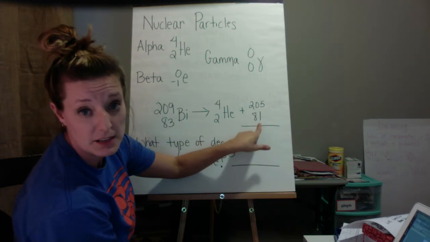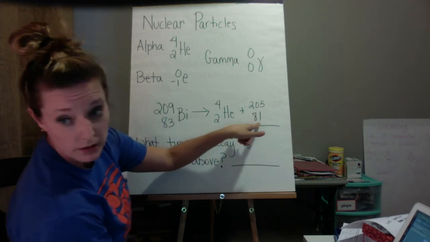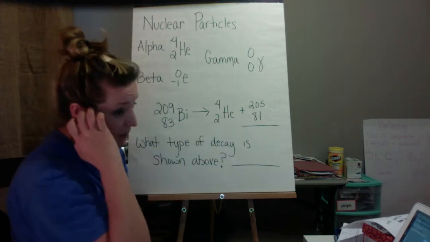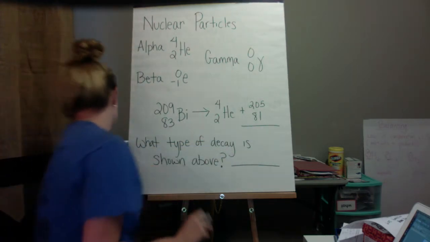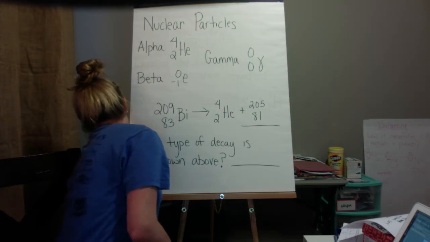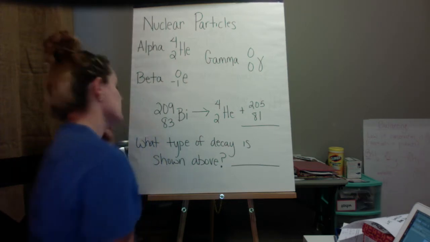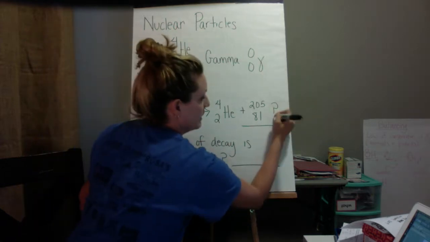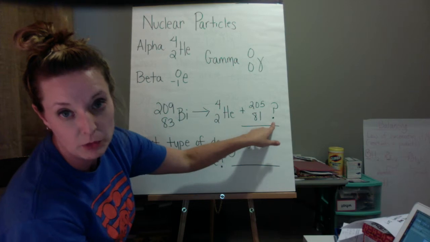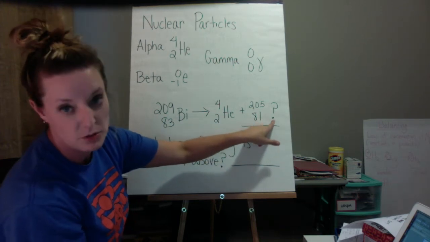You look on the periodic table, you find number 81. I know lead is 82. This is the element right next to 81, but I don't have my periodic table. I do not know what element number 81 is, but you guys can look that up and fill that in. The element symbol for 81 on the periodic table goes right there.